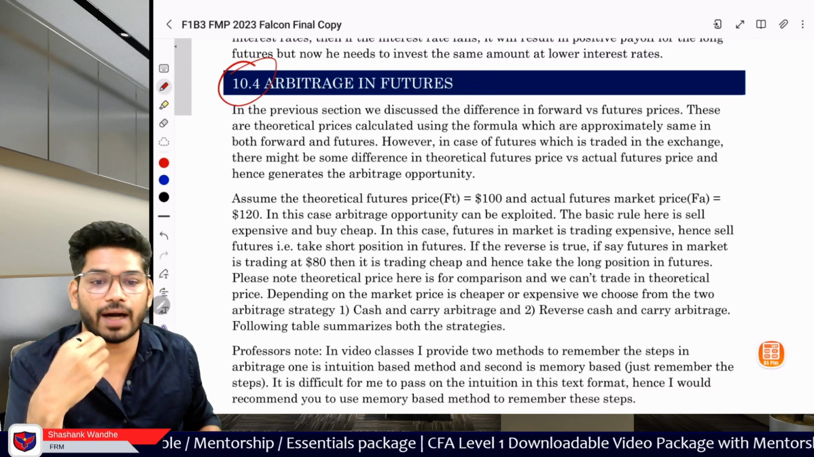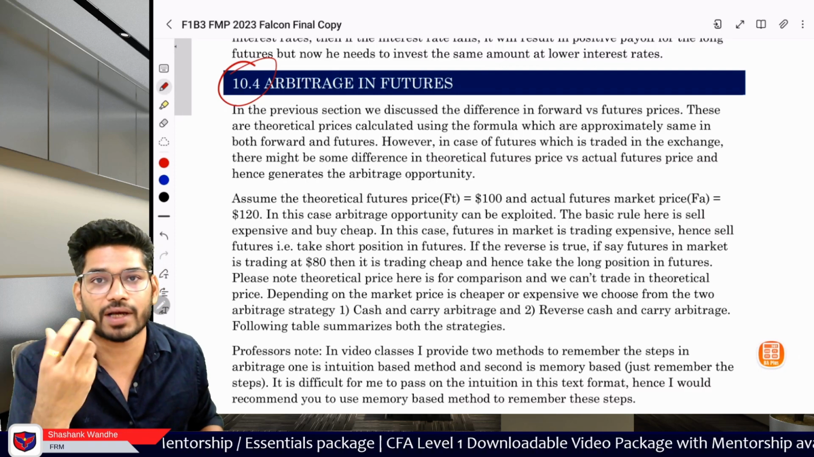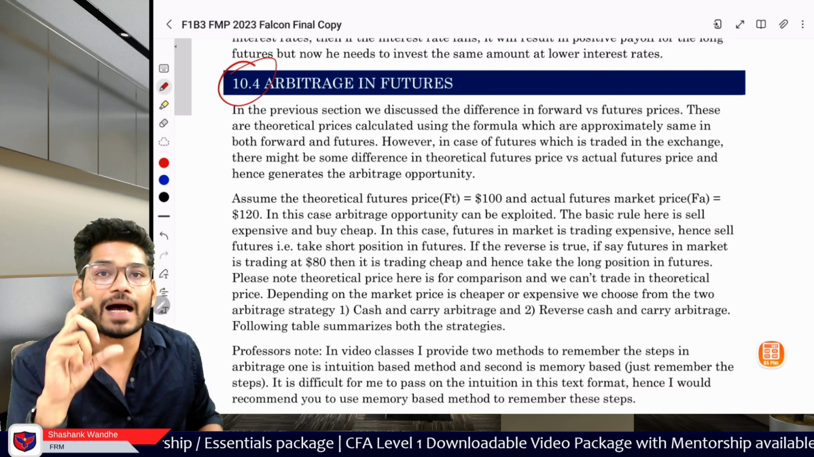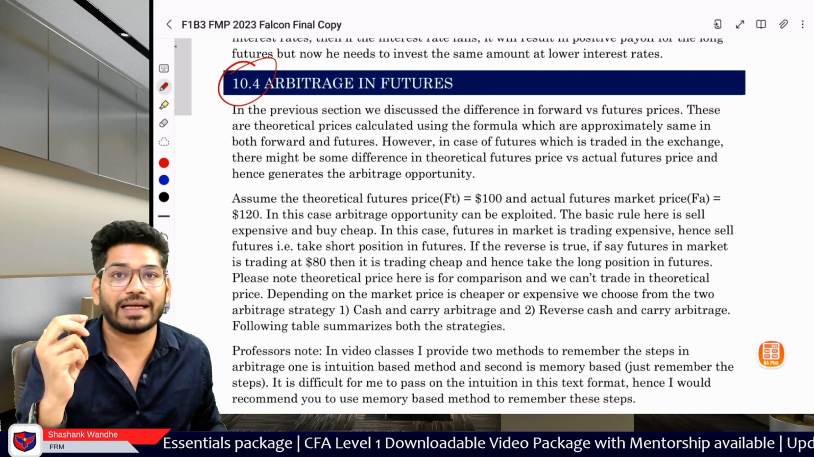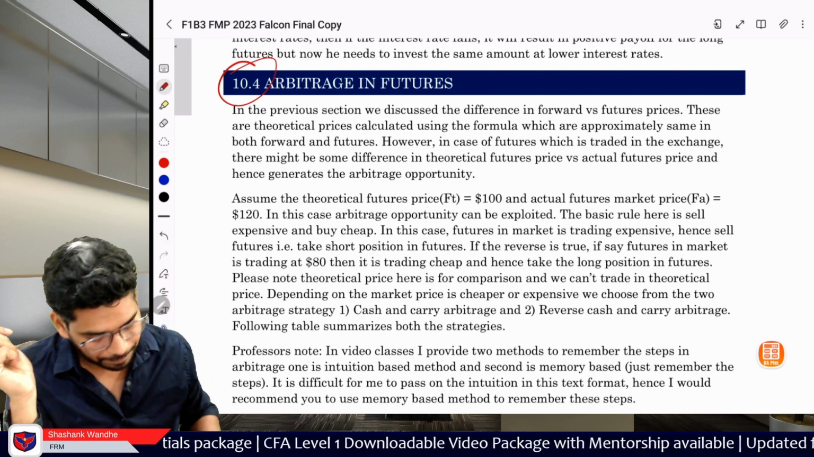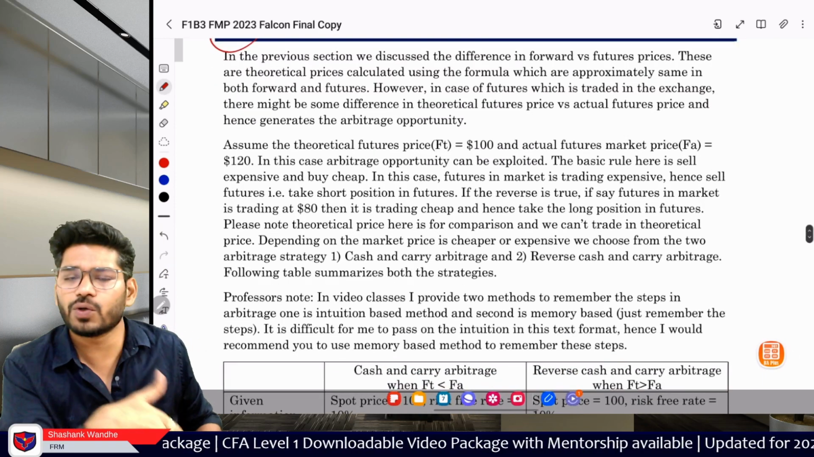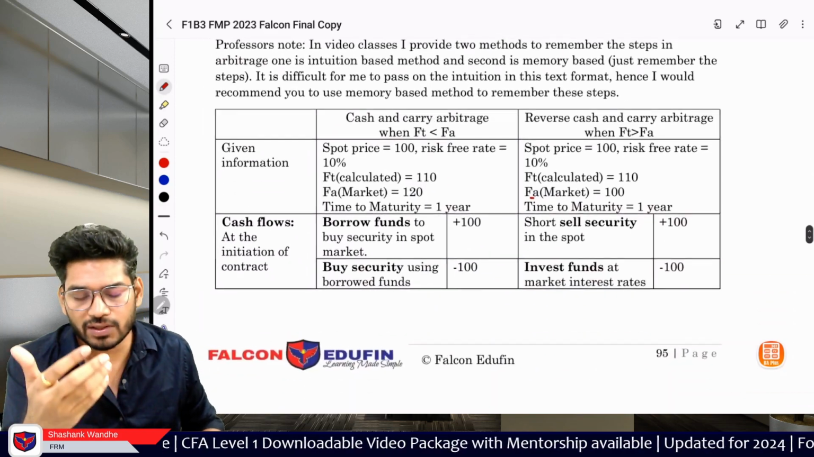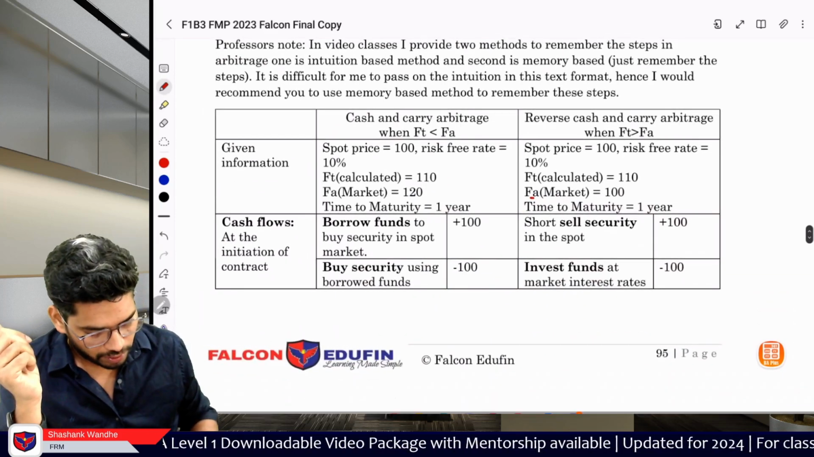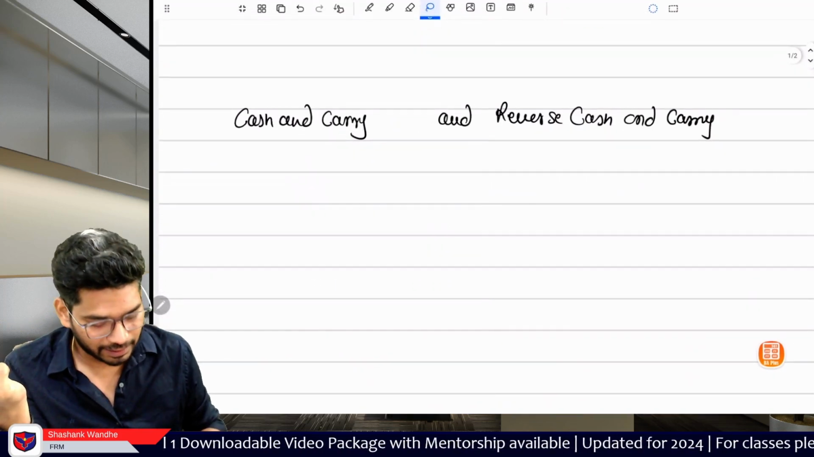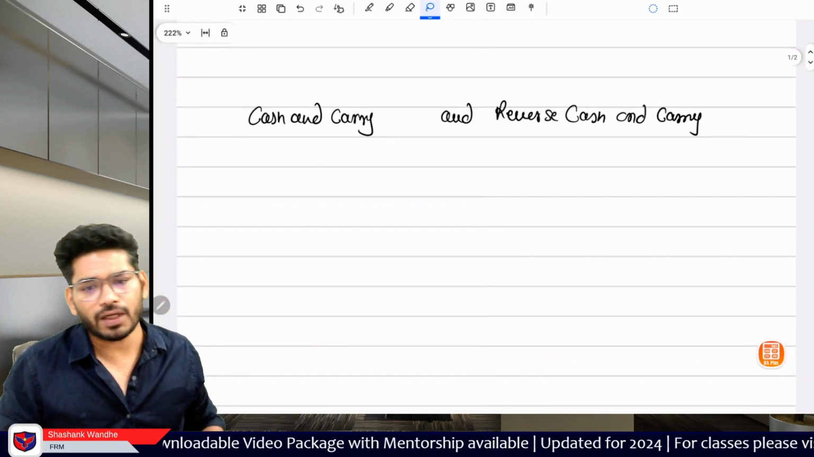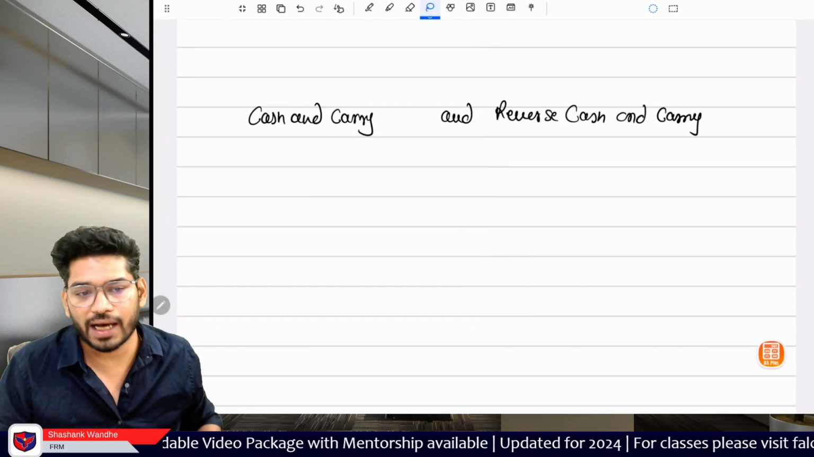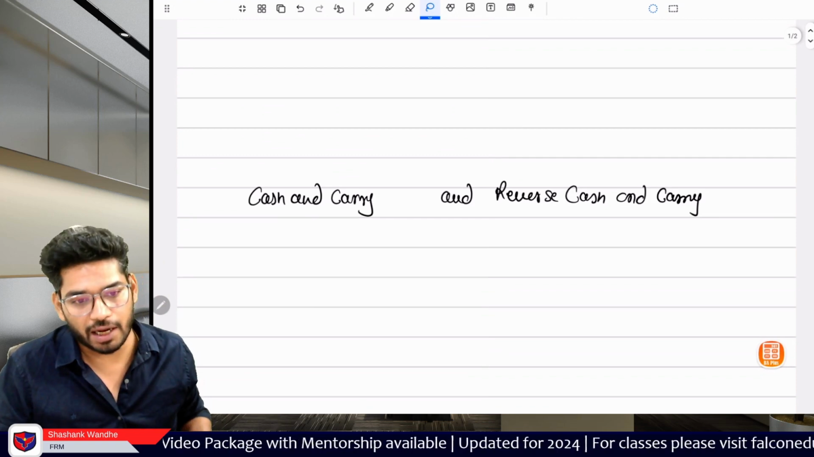So the most important part here is, after understanding the cash and carry and reverse cash and carry strategies, how to remember the positions we take in them. For this, these are notes for your reference. These are Falcon's notes, and we will use direct blank paper. So here we will see the cash and carry and reverse cash and carry arbitrage.